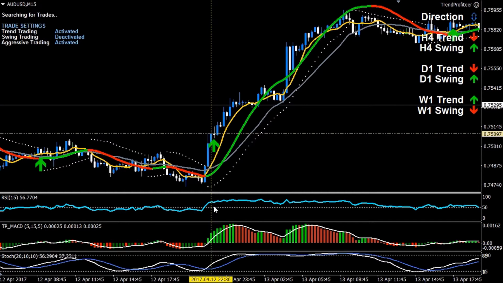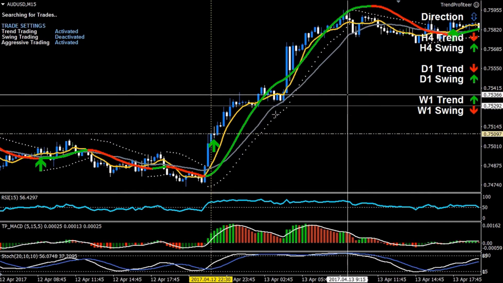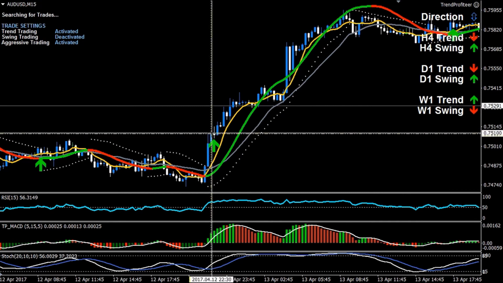We've got the RSI equal to or above the 50 line. We've got the MACD above the 0 line, and we've got the stochastic white line above the blue line. So that's all we need to confirm for this trade to be validated.